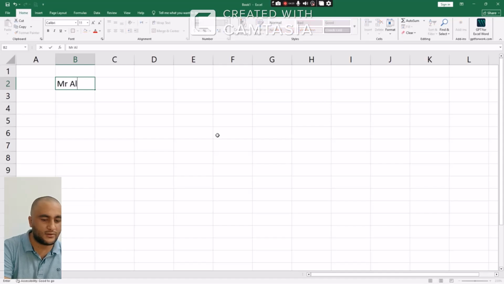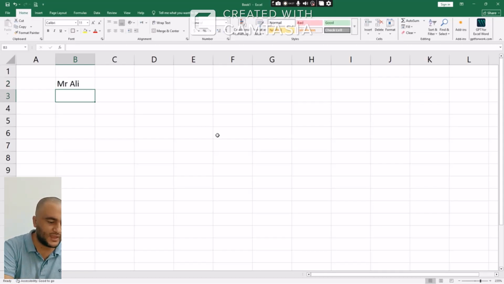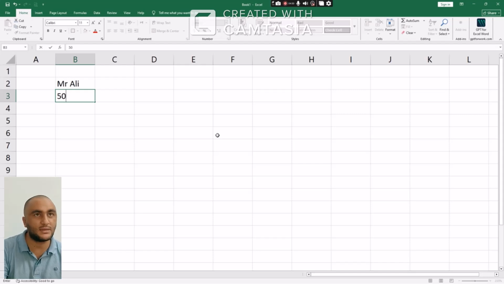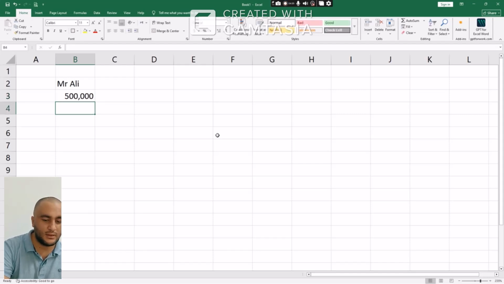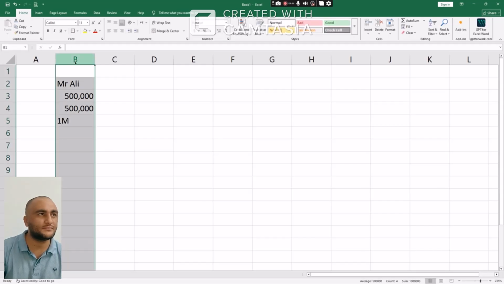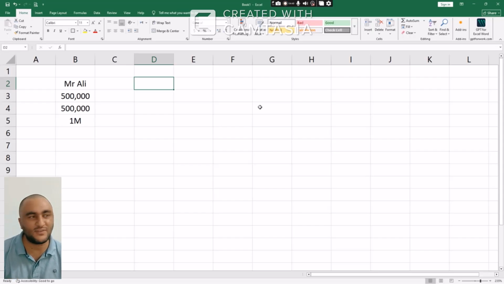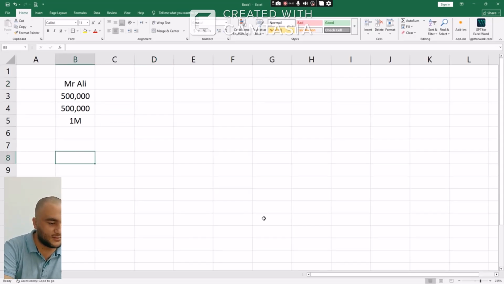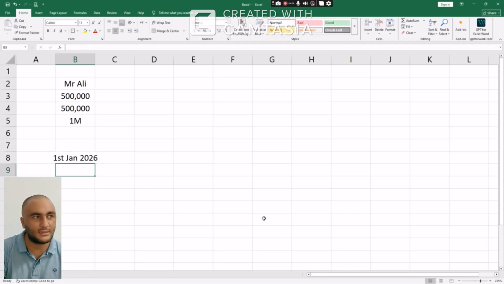Mr. Ali got 500,000 cash, 500,000, and a bank loan of 500,000. It's 1 million, guys. Let me rearrange this. We can start our company. This is his first investment. Let's say on 1st Jan 2026, he hires you as an accountant and asks you to record this entry.